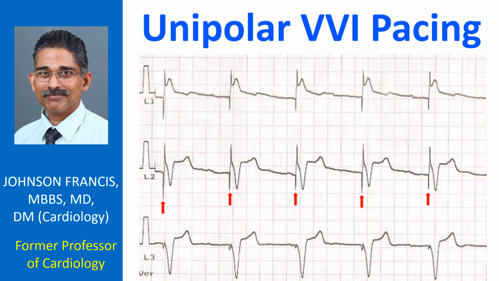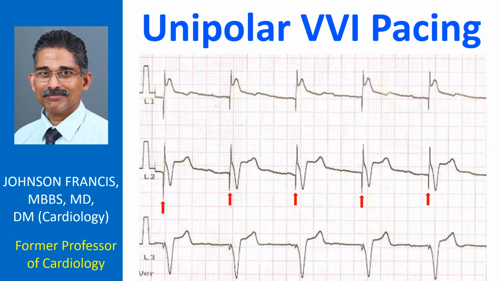Even though this ECG is from a person implanted with a VVI pacemaker, it is not possible to make out that from this ECG, as all the QRS complexes are paced complexes. Demand function can be identified only when there are spontaneous QRS complexes, in which case the pacemaker will wait for the programmed interval before giving out the pacing spike once it senses a QRS complex.